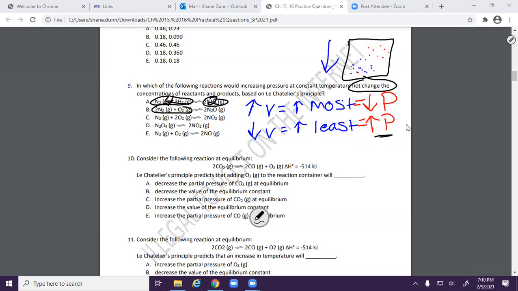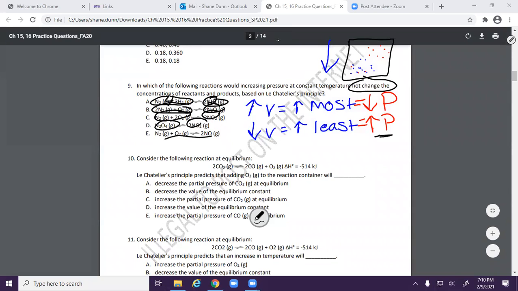Same thing here. They're not equal to each other. They're not equal to each other. They're not equal to each other. But they're equal to each other in E. So an increase in pressure should not do anything because the amount of moles on both sides are equal to each other. Make sense?